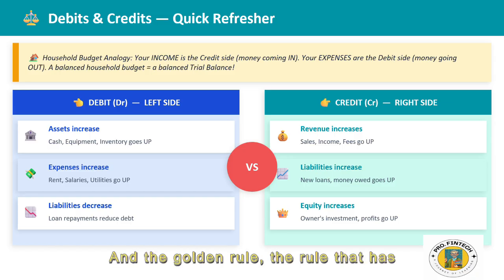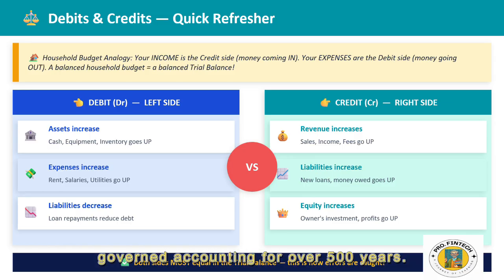And the golden rule, the rule that has governed accounting for over 500 years: total debits must equal total credits. Always, no exceptions. If they are equal, your trial balance is balanced and you can move forward. If they are not, you have an error somewhere and you need to find it before analyzing, before anything else.